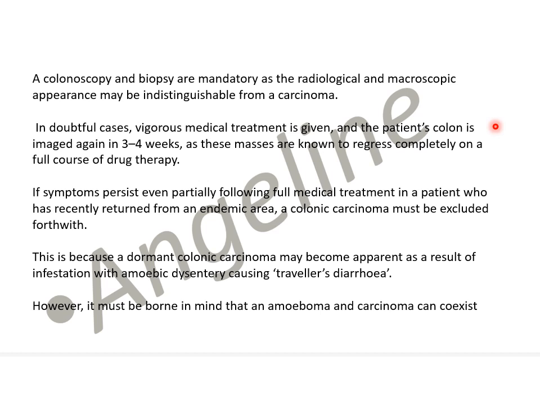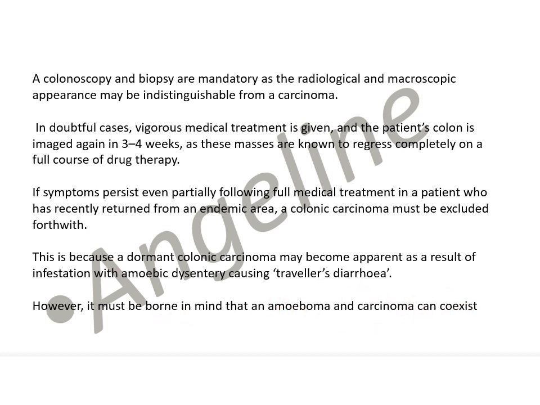So a colonoscopy and biopsy are mandatory. Now, even if doubtful, vigorous medical treatment is given. And again, you can recheck within 3 to 4 weeks. Don't waste time. If symptoms persist, you have to rule out a colonic carcinoma. You can decide to take a repeat biopsy. But you must always also keep in mind that both can coexist.